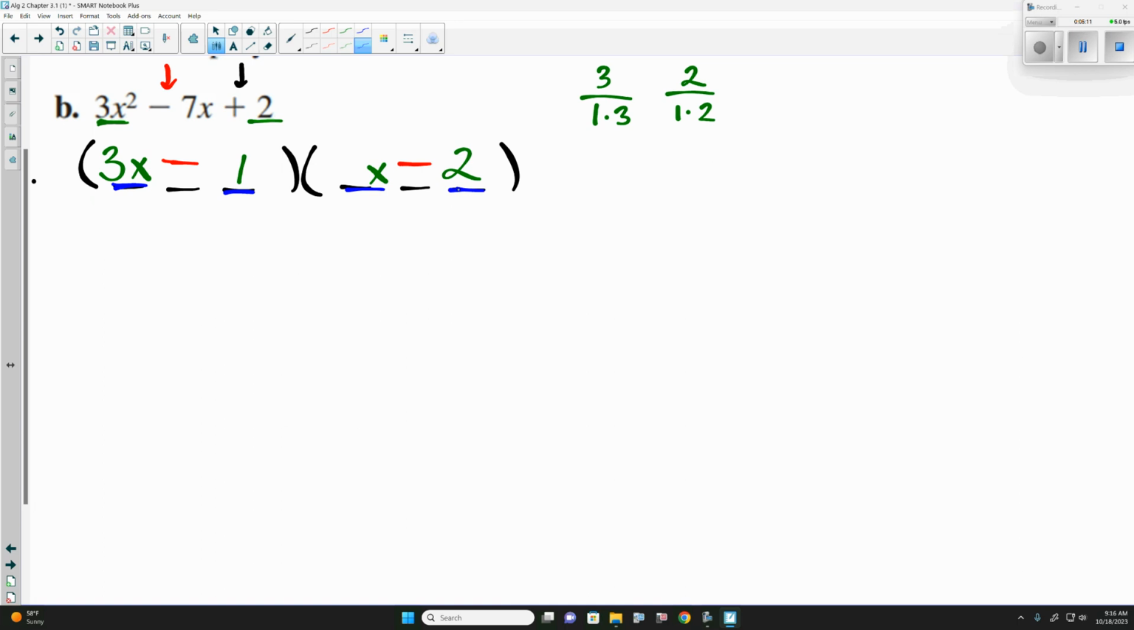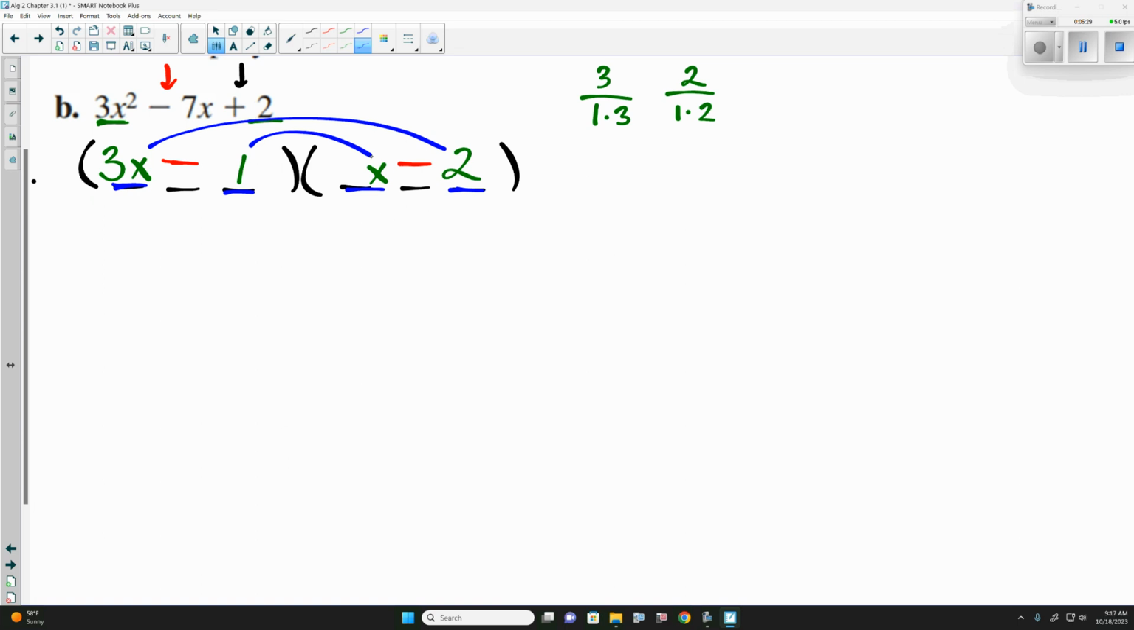Negative 1 times negative 2 is still positive 2, yes? Well, we got that from factors of 2. We don't have to check those. It's not wrong to check those, but we don't have to. The main ones that we want to check are these here.